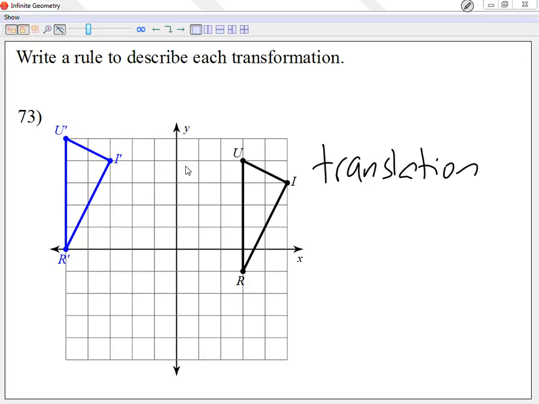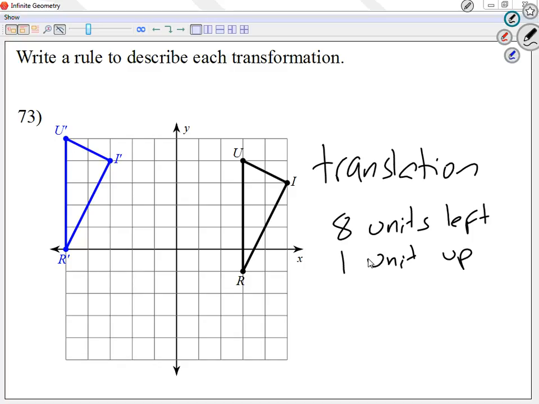And then it seems like we move 8 units to the left, so 8 units to the left and 1 unit up. So it looks like we moved it to the left 8 and over 1. And how do we know? Like all of them did the same. I know we covered translation. I know we covered reflection.